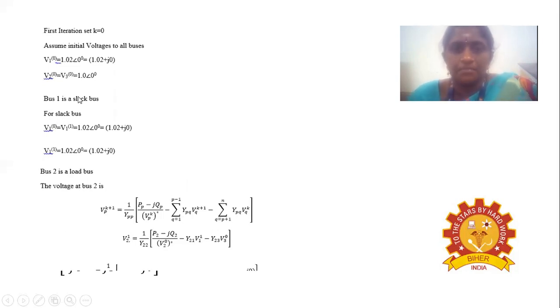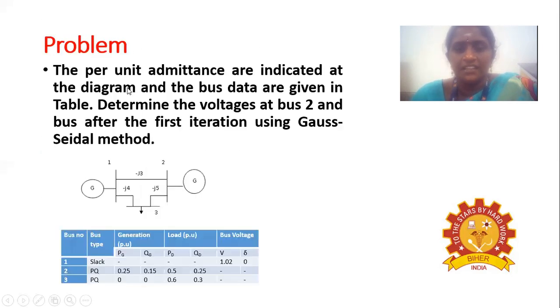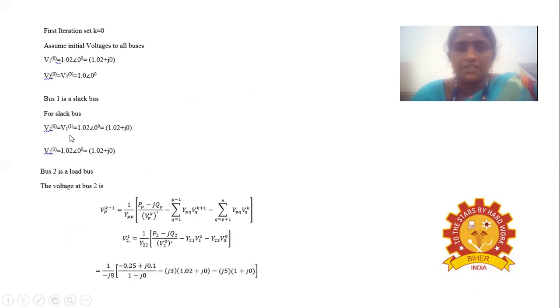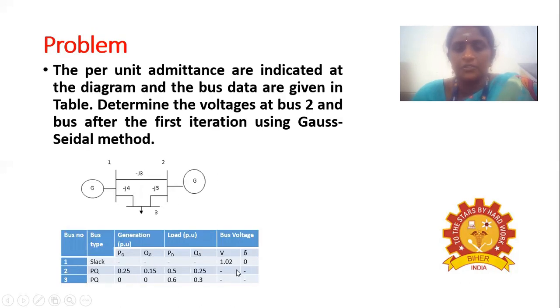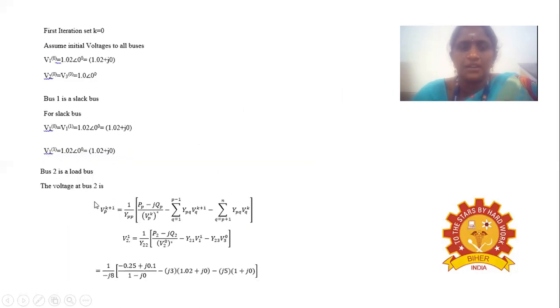So your first step is you have to assume the initial voltages, V1 of 0, V2 of 0 and V3 of 0. After that, set the iteration count K equal to 0. The initial voltage for the first bus is already given in the table, 1.02 angle 0, because the first bus is a slack bus. So it is directly given; you take that value. The remaining 2 buses are load buses, so no voltage or phase angle is given. You have to assume 1 plus J0. For the slack bus, no calculation is needed, because the voltage and phase angle are directly given.